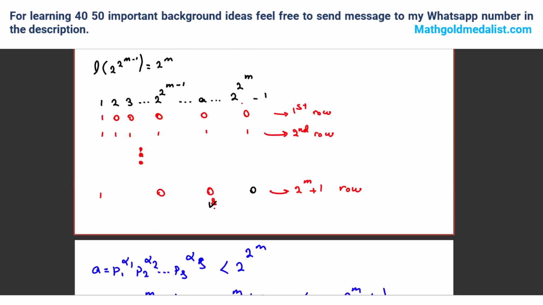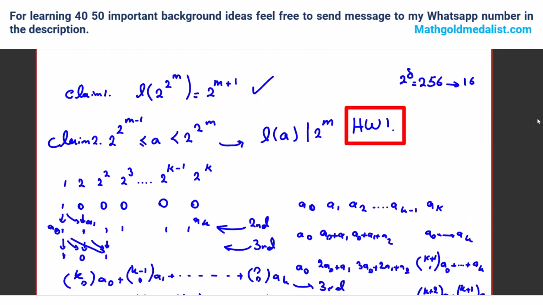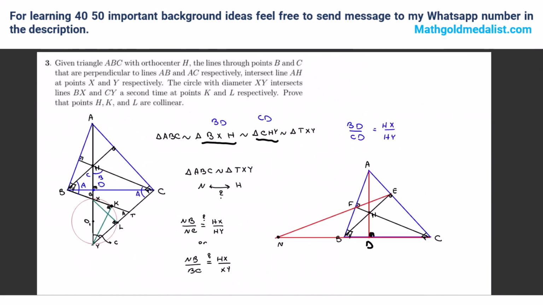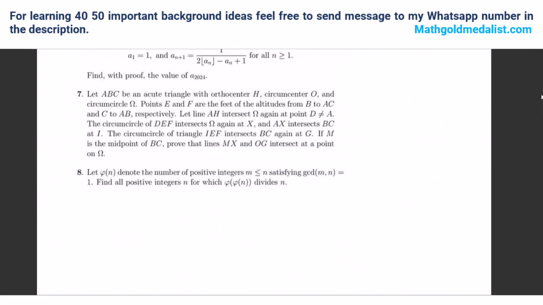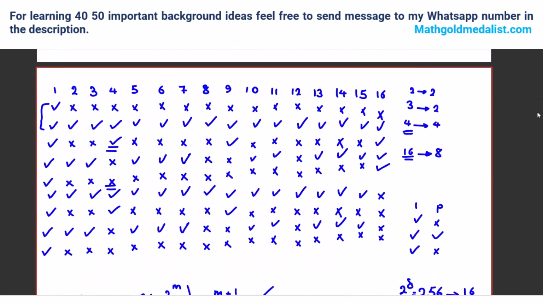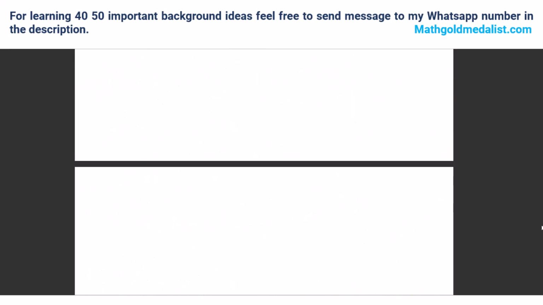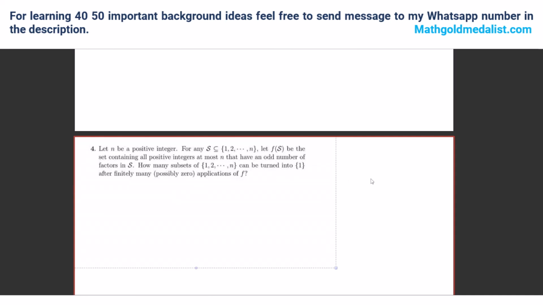So we proved that. Now let's see the problem again to answer exactly what it wants. Problem was what? Problem 4. Let me copy the problem. Control C. The problem said this one.